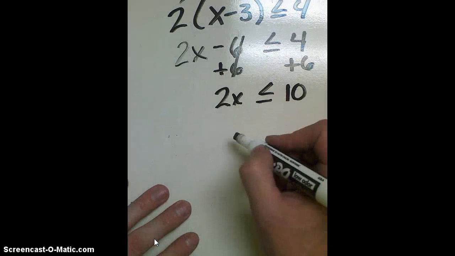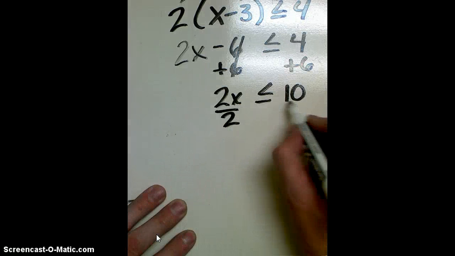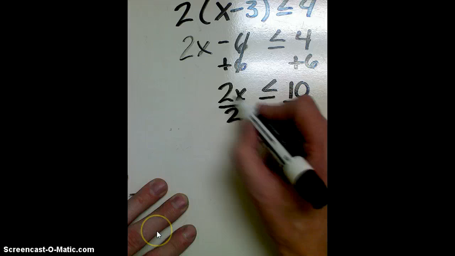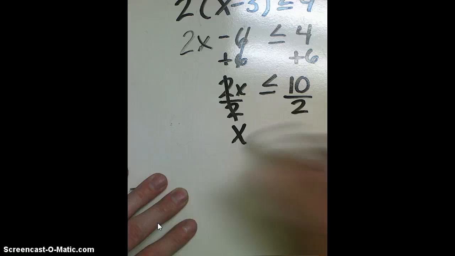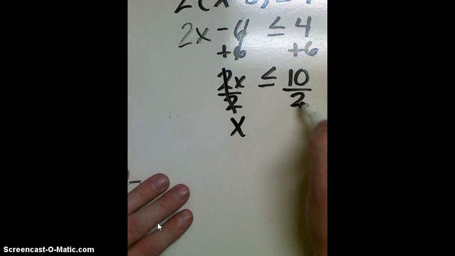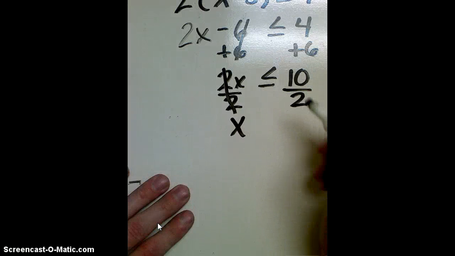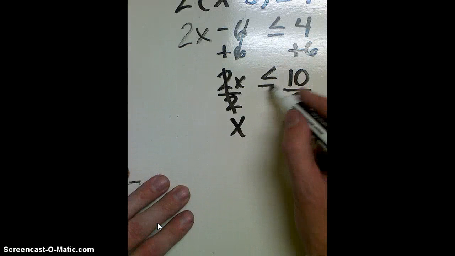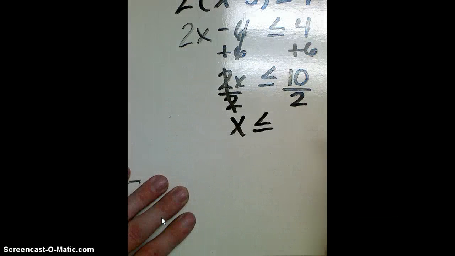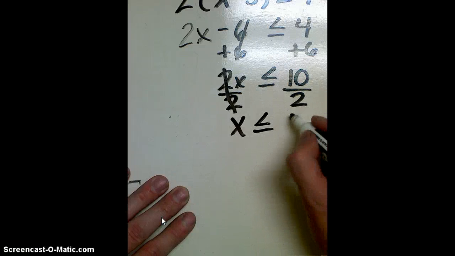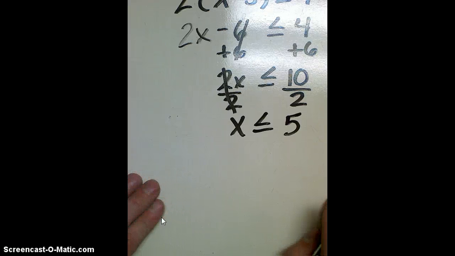2x means 2 times x, so to get rid of multiply, I do the opposite. I divide by 2. 2 divided by 2 is 1, so it goes away, so I'm left with 1x, or just x. And I divided here, and sometimes we get tripped up. I can divide and I keep the inequality the same. I only flip the inequality if I divide or multiply by a negative, but this 2 was a positive, so I can keep it the same. And 10 divided by 2 is 5. So there's my inequality solved.